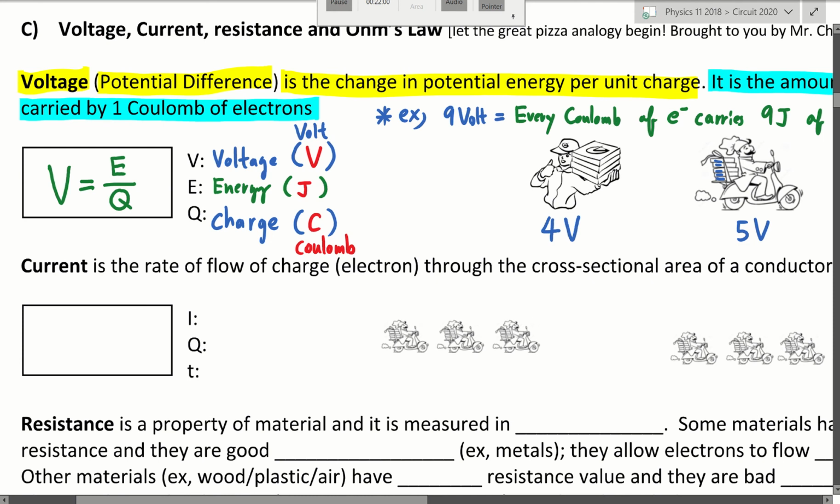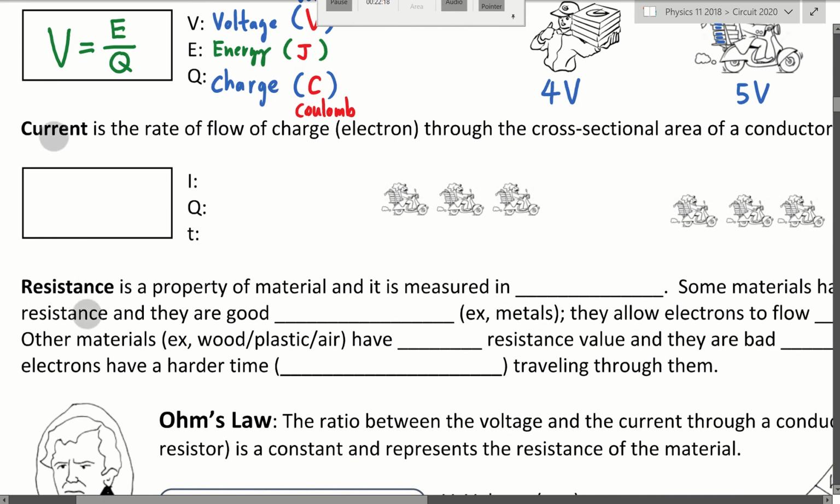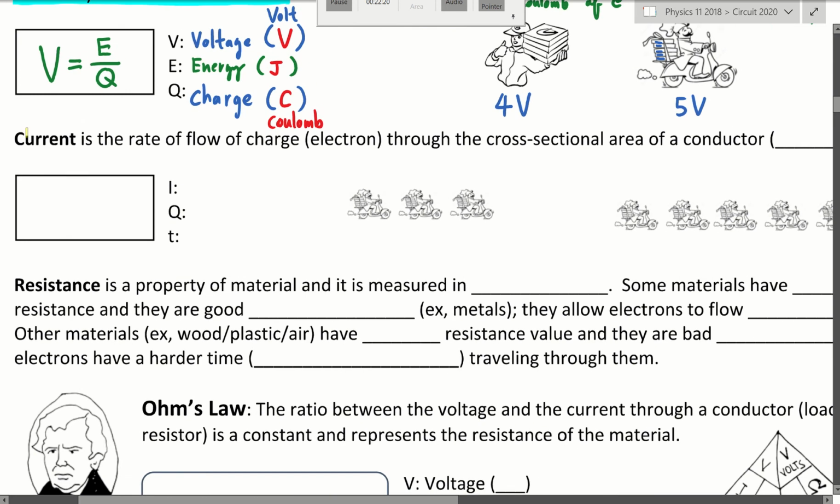Okay, so let's say I order pizza. Well, I order 4 pizzas, then the person delivers 4 pizzas to me. That's 4 volts. So the amount of pizza that the electrons are carrying, or the amount of energy that the electrons are carrying, is the voltage for me. Okay. Now, what about the electron itself? Current. Okay, so the next part, current.